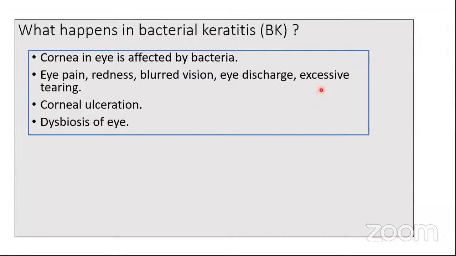So what is bacterial keratitis? It is a bacterial infection in the cornea of the eye. It causes eye redness, eye pain, blurred vision, and it also causes corneal ulceration. The main thing here is that it causes dysbiosis of the eye. Dysbiosis is the disruption in the microbiome of the eye.